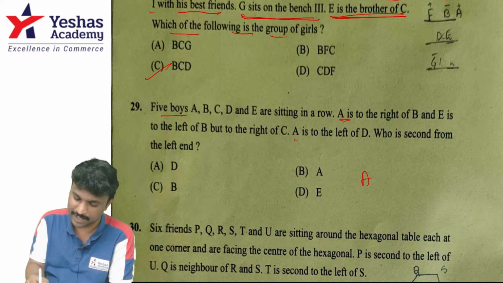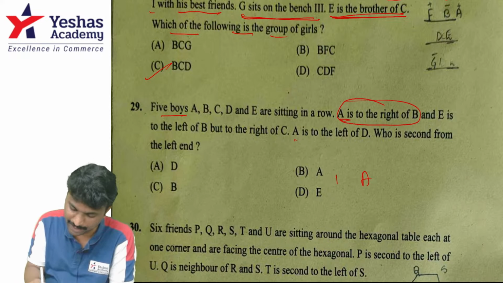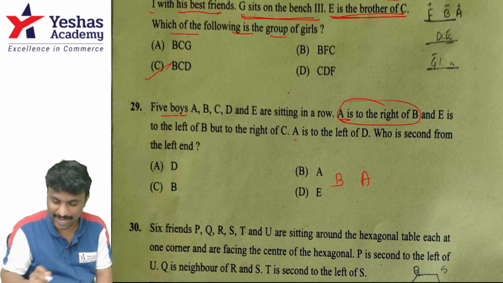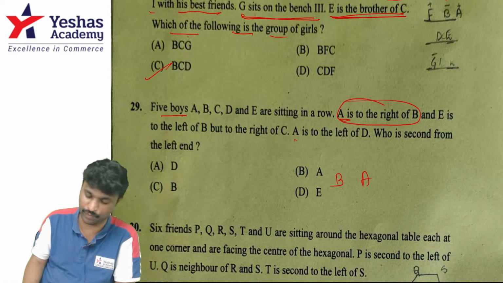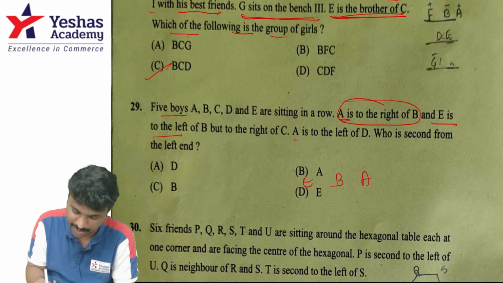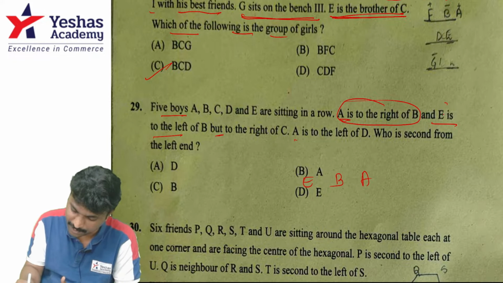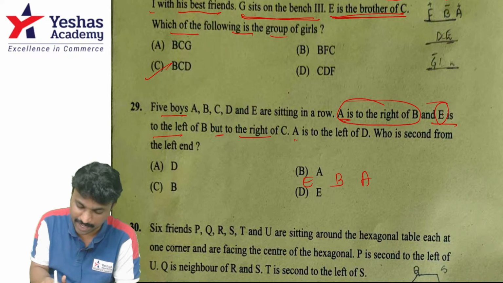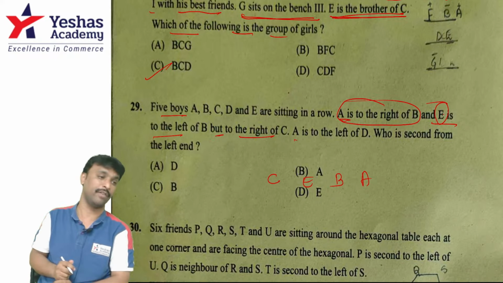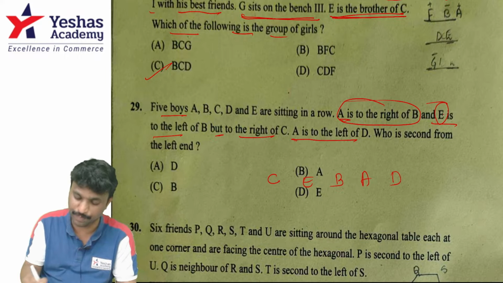I'll take A. With respect to A, what are the statements? A is to the right of B. That means B should be left of A. Now, A and B are marked. Leave a gap and mark, so we are not sure whether A and B are immediate neighbors or not. E is to the left of B. So leave a gap and mark E to the left of B. And the next refers to the first person. First person here is E. E is to the right of C. That means C should be left of E. Next, A is to the left of D. So that means D should be right of A.